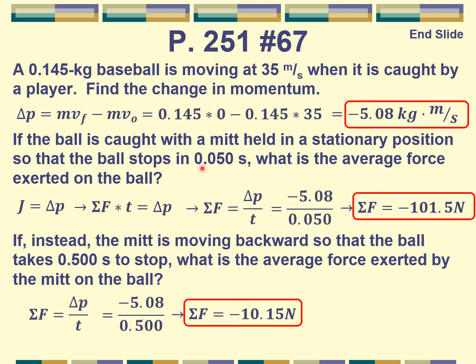Now if you notice something, the time is 10 times the amount of time for the second part. So this was 0.05 while this is just 0.5. So that means it took 10 times the amount of time to stop. With 10 times the time, with more time, you should have less force. So you have 1/10 the force. And if you notice the 101.5 from the second part and the 10.15 newtons from the third part, that is 1/10 of what the force was for the second part.